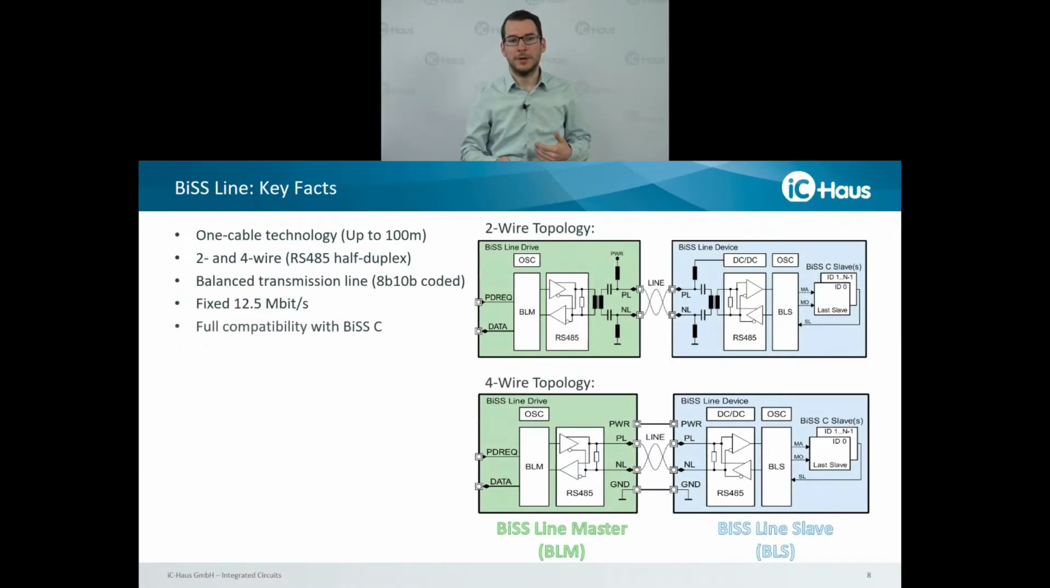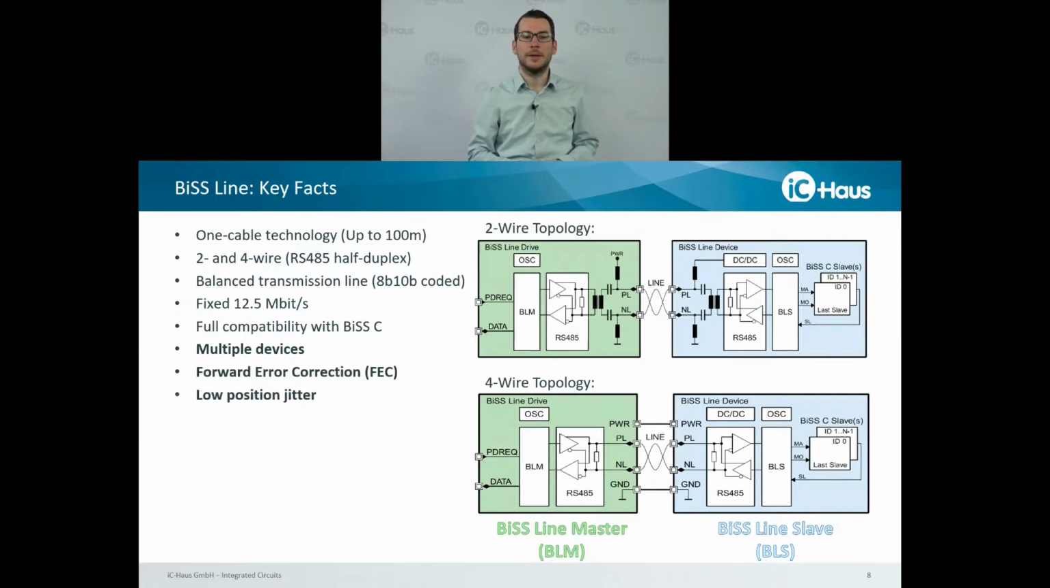So let's check out some more facts about BiSS Line. BiSS Line is a one-cable technology for transmission lines of up to 100 meters length. It is suitable for 2-wire and 4-wire communication, while the 2-wire communication requires only some additional coupling elements for the modulation of the power and the data signal. BiSS Line enables a balanced transmission line. That means that high and low levels are distributed equally. This is achieved by an 8-bit 10-bit coding, which is used on the BiSS Line.